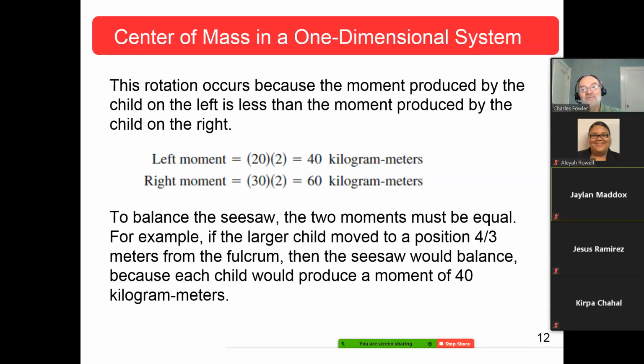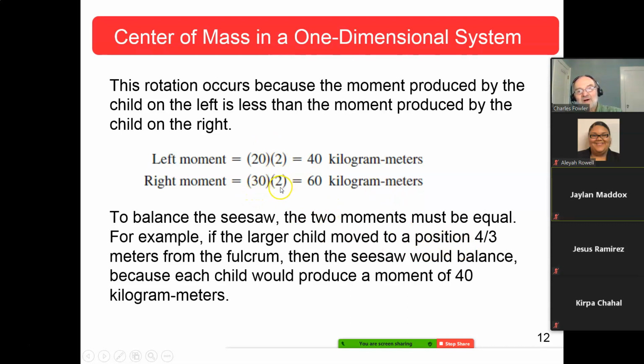The left moment was 2 times 20, which is 40 kilogram meters. The right moment was 30 times 2, which is 60 kilogram meters. To balance the seesaw, the two moments must be equal. So if the larger child moved to a position 4/3 of a meter from the fulcrum, then the seesaw would balance because each child would produce a moment of 40 kilogram meters. So this time they didn't have the light kid moving anywhere. He stayed right there. This one moved up to 4/3 of a meter.